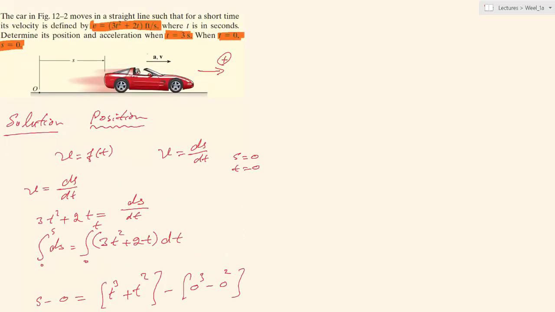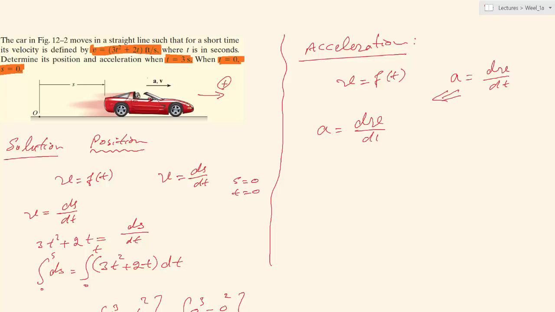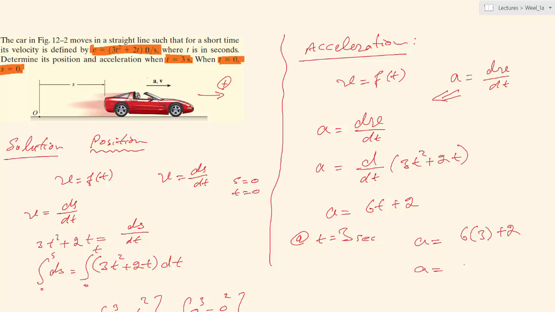Now let's do the second part, finding acceleration. Once we know the function for velocity, we already know the differential equation for acceleration. Replacing here v with the given function, and now taking simply the derivative of this function, a becomes equal to 6t plus 2, and at t equal to 3 seconds, acceleration is equal to 20 feet per square second. And that is the answer.